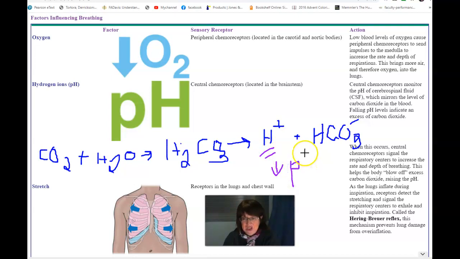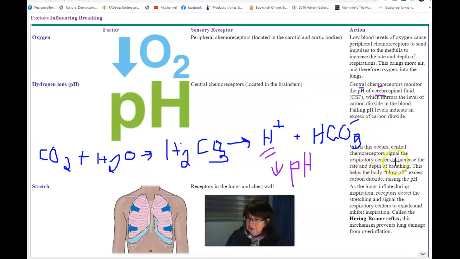Now notice that pH is little p, capital H. Okay? So that decrease in pH is detected by monitors in the blood. It's detected by central receptors in the cerebrospinal fluid. So cerebrospinal fluid is the stuff that goes around the brain, and it's actually detected by the chemoreceptors in the midbrain too. Okay?